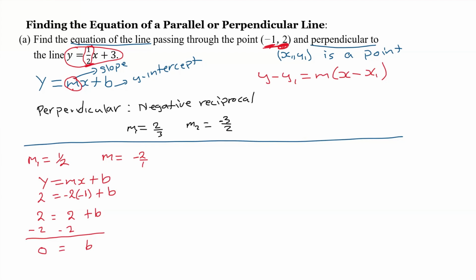So the equation of the line we're trying to find has y-intercept 0. Therefore, if we go back and substitute our b and our m in the equation y equals mx plus b, we end up with y equals, m is -2, x plus b is 0. So the final answer is y equals -2x.